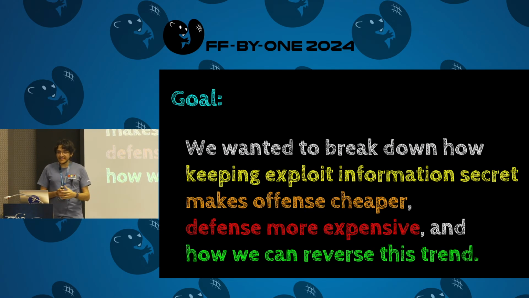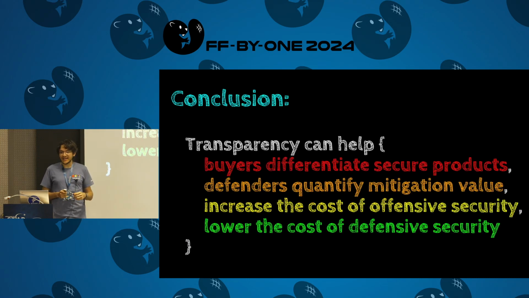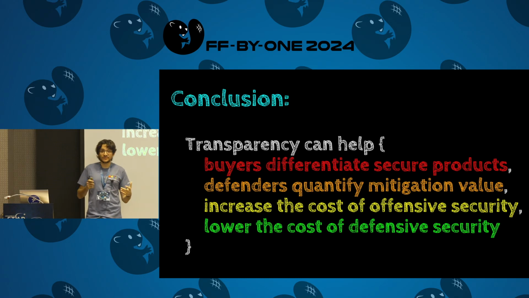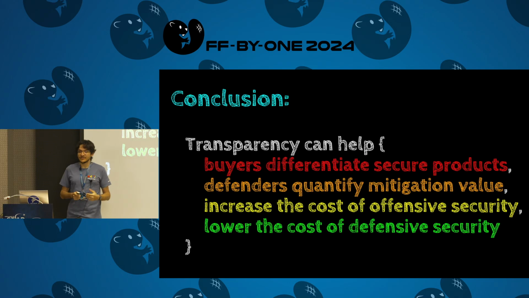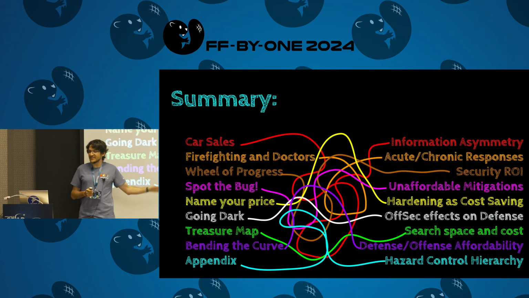So the goal of this presentation was to try to break down why keeping information secret makes offense cheaper and defense more expensive, and reversing that. The premise is that with transparency, buyers can differentiate more secure products, which means they can demand better from their vendors. It also allows defenders to quantify their mitigations, and by the way, increase the cost of offense and lower the cost for defense. And hopefully this whole mess that I presented at the beginning makes a little bit more sense.